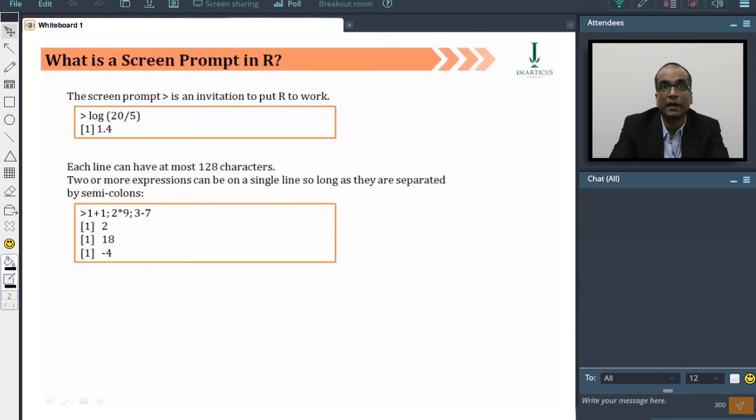Each line of R code can have max 128 characters. It doesn't mean that you cannot write code of more than 128 characters. It only means that on a single line you can have 128 characters. If you have to put the rest on the next line, you have to use a plus sign as a separator that tells R that the remaining code is on the next line. And so you can say 1 plus 1 semicolon, that is standing as a separate statement, and 2 asterisk 9, that means 2 multiplied by 9 is a separate statement, and 3 minus 7 is a separate statement. So when you use the semicolon operator, it indicates that on the same line you have 3 different statements to be executed. That's how you will tell R that these are standalone statements which have to be executed separately.